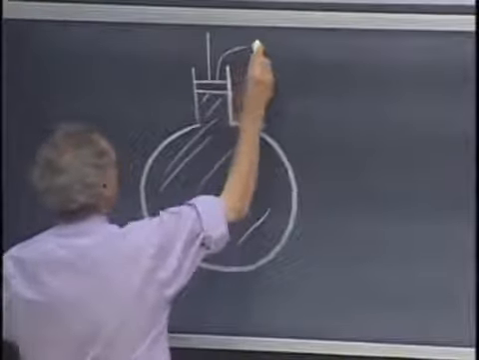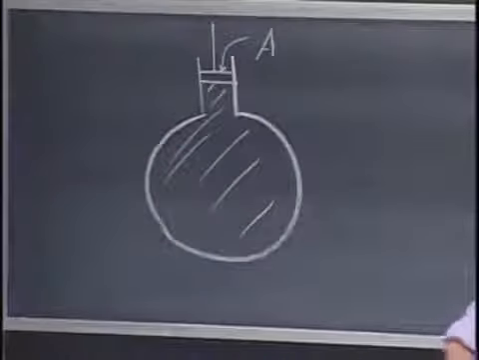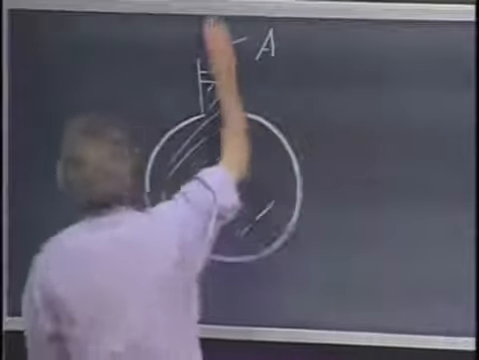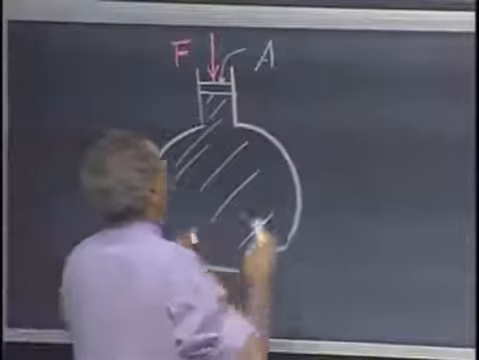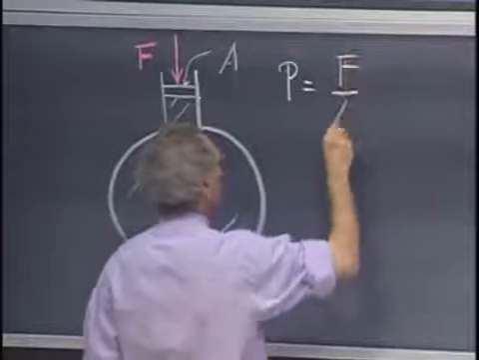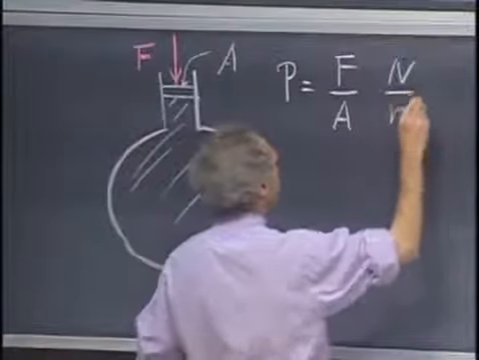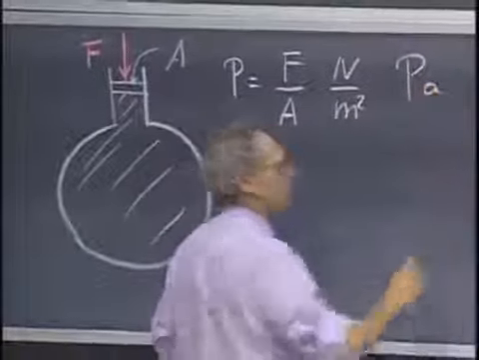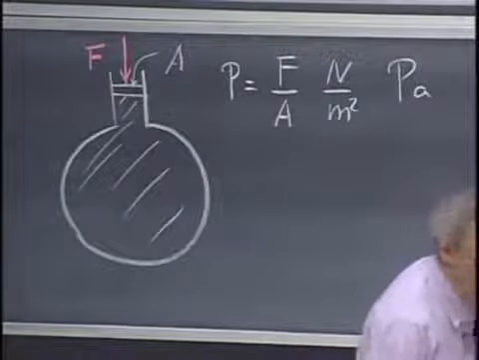This has area A here. And I apply a force on it in this direction. Then I apply a pressure. Pressure is defined as the force divided by area. It has units newtons per square meter, which is also called Pascal. 1 newton per square meter is 1 Pascal.